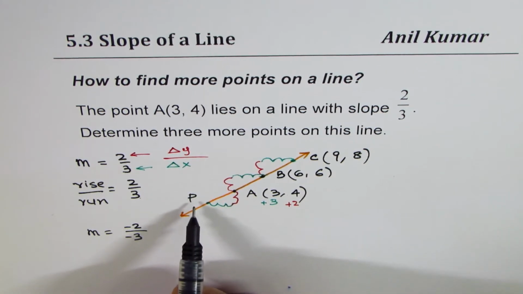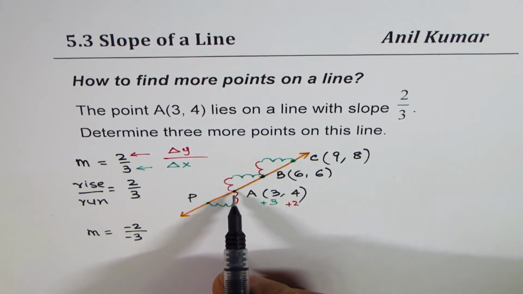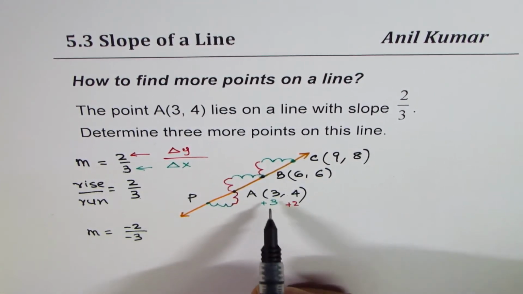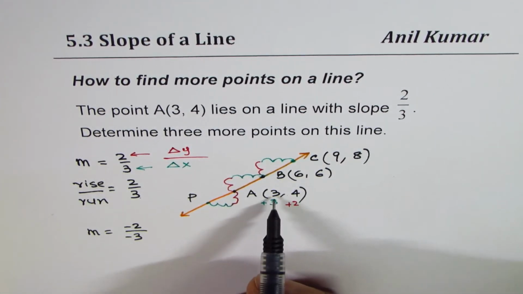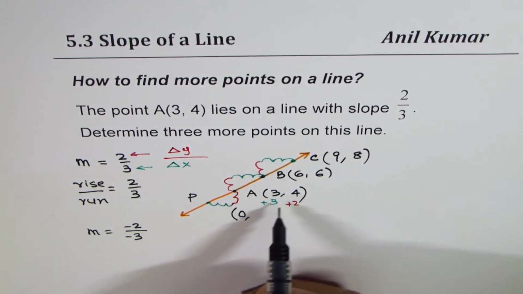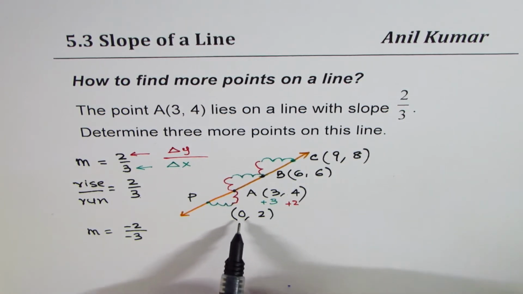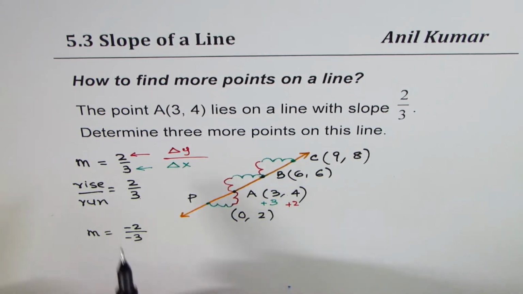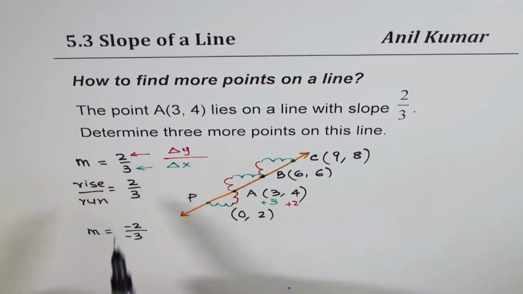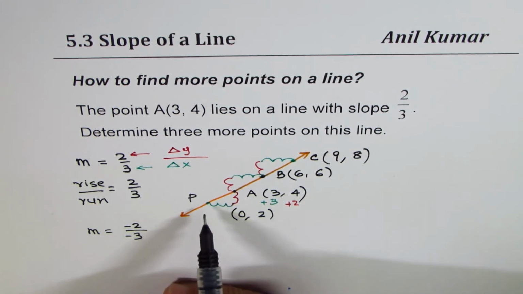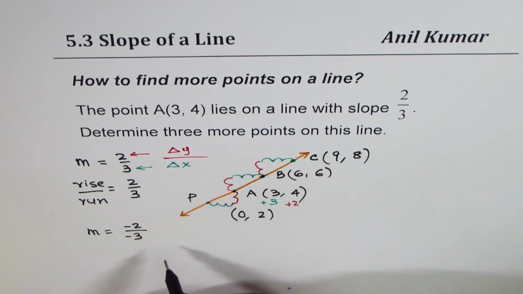So what are going to be the coordinates of P? Since when I went down by 2, it will be 2 less than 4, the y value, and the x value will be 3 less than 3. So this point should be 0, and 4 minus 2 is 2. Do you see that? So that becomes the point P. So what I'm trying to tell you here is, when the slope is 2 over 3, it could also be treated as minus 2 over minus 3. Correct? So you could get points on either side of the line.